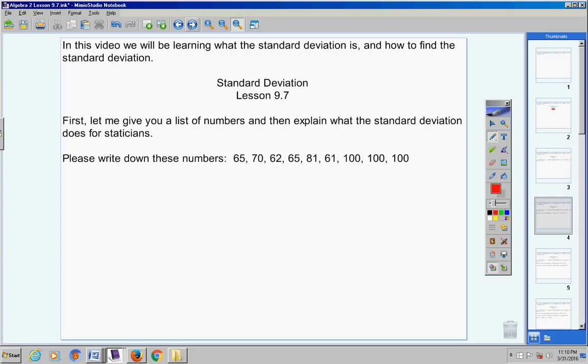Please write down these numbers. I'm going to move on. If you want to pause the video, fine, or just keep listening. That's up to you. But please copy down these 9 numbers.